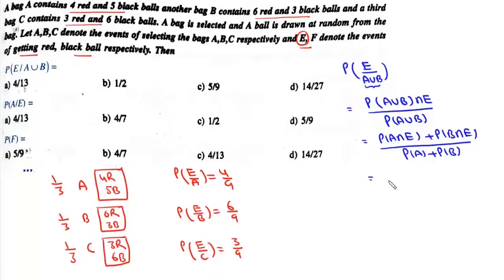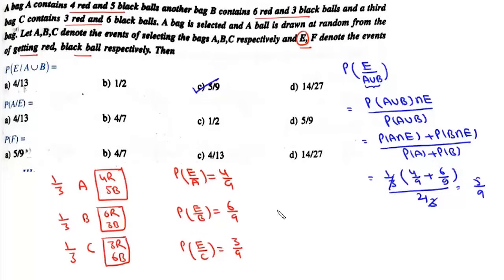Now the probability of A intersection E is 1 by 3 into 4 by 9, and B intersection E is 6 by 9, and PA plus PB is simply 2 by 3. Now 1 by 3 will cancel. Now this value is 10 by 9 divided by 2. So it will be 5 by 9, and that's your option C.